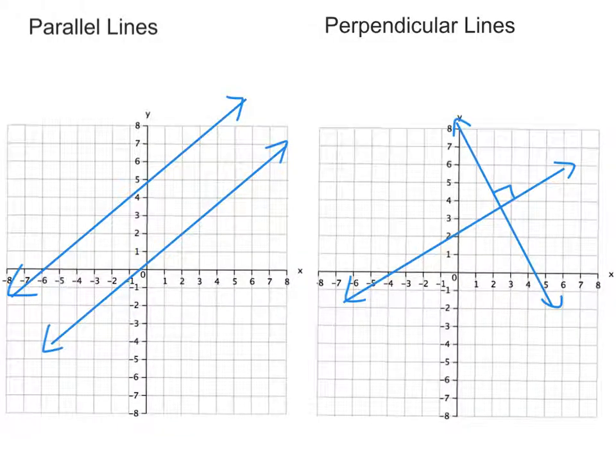Parallel lines are two lines that never intersect. So these two lines will always stay the same distance apart and never cross. Perpendicular lines are two lines that cross specifically at a 90-degree angle. Whenever you see the symbol in a corner, that means that is a perfect 90-degree perpendicular angle.